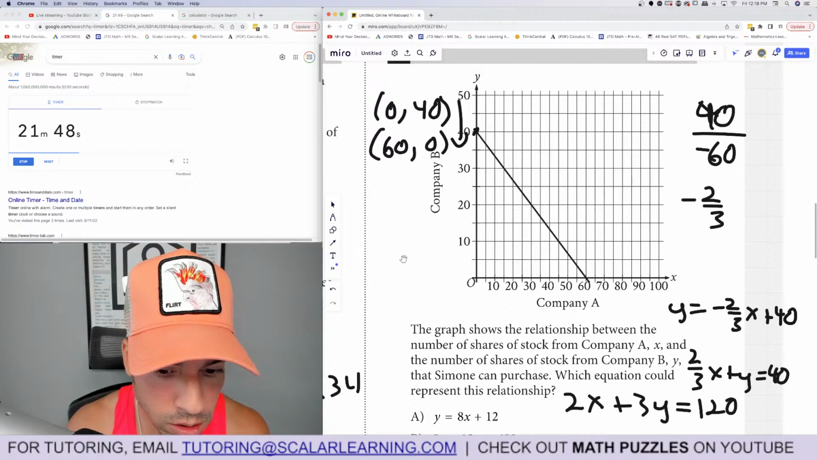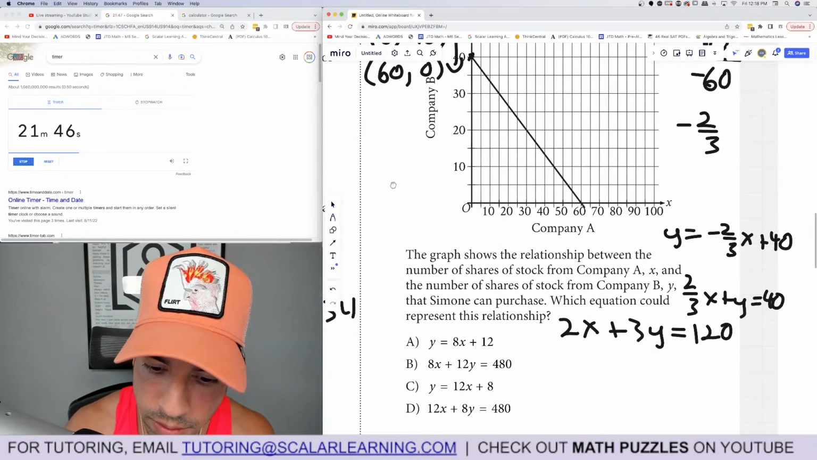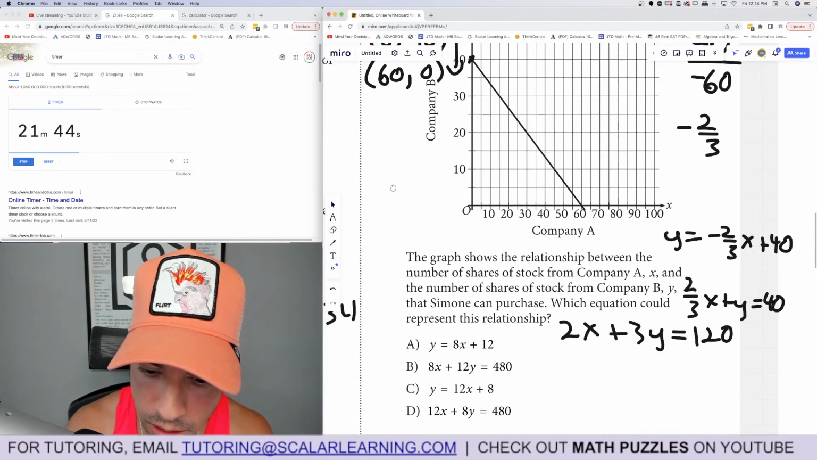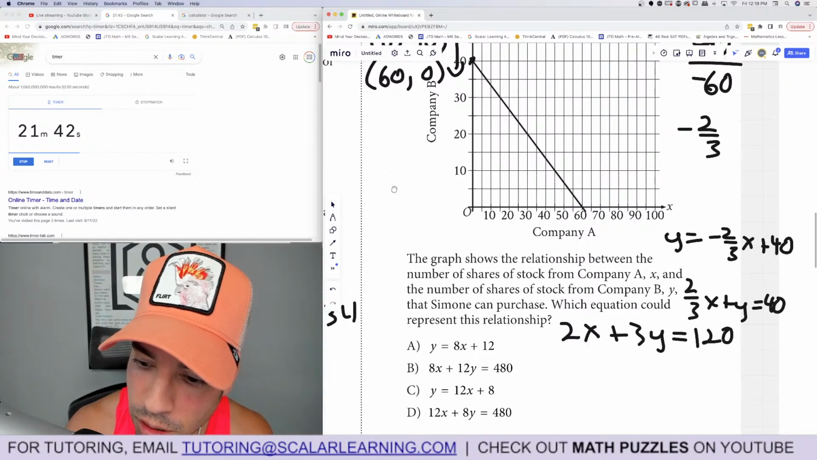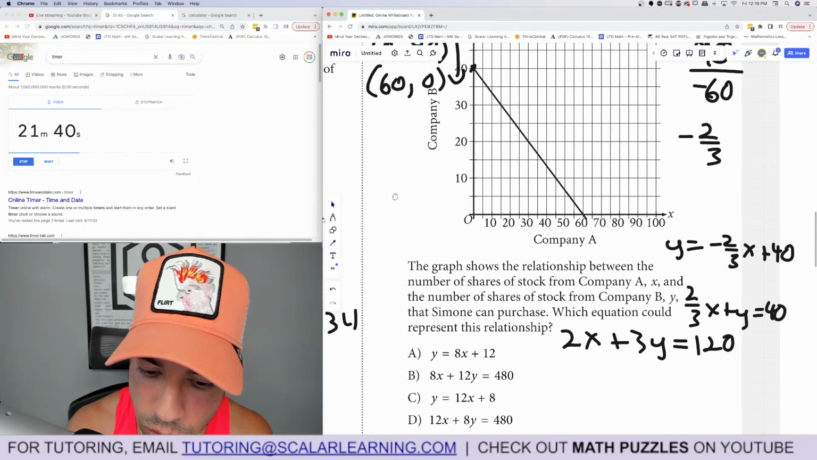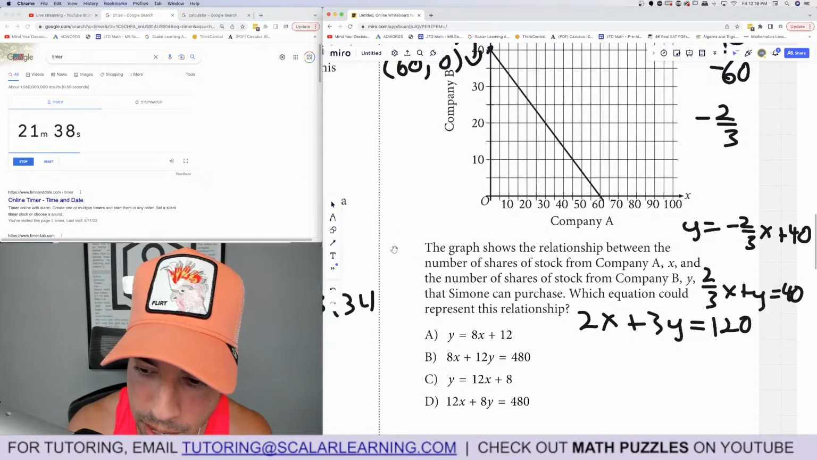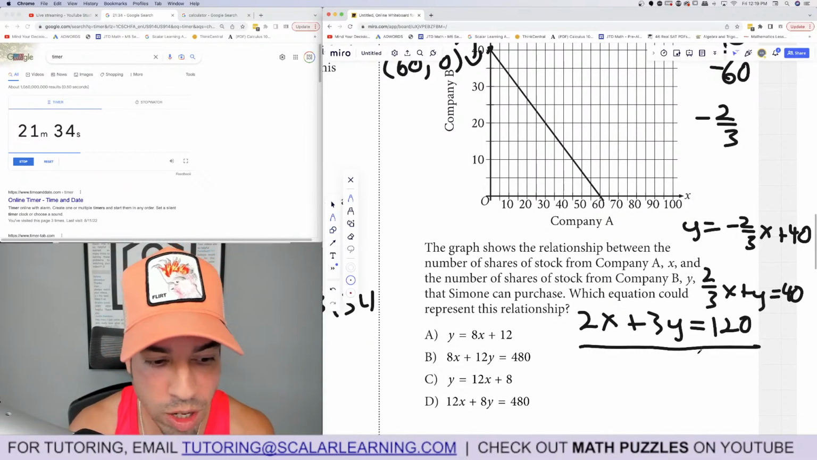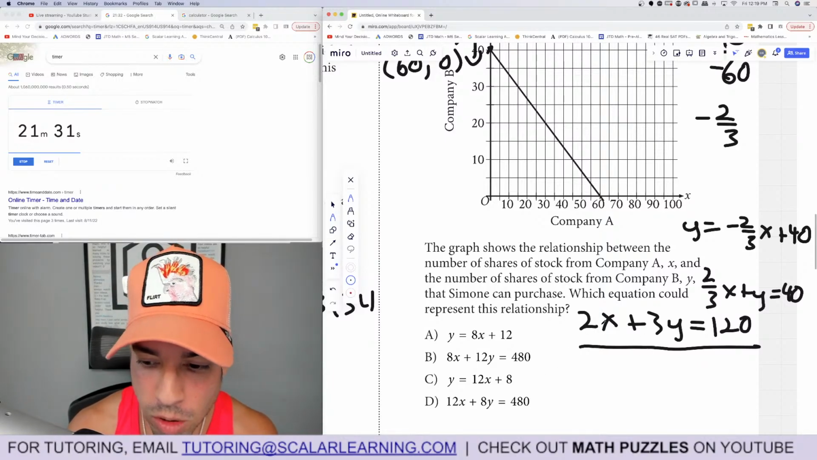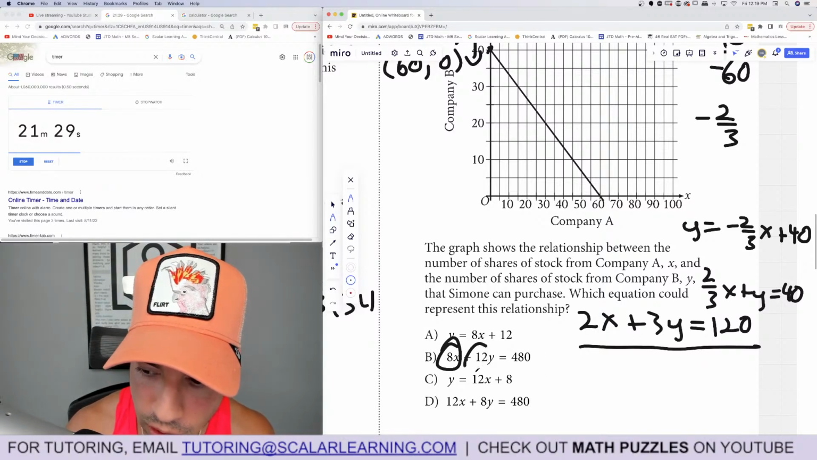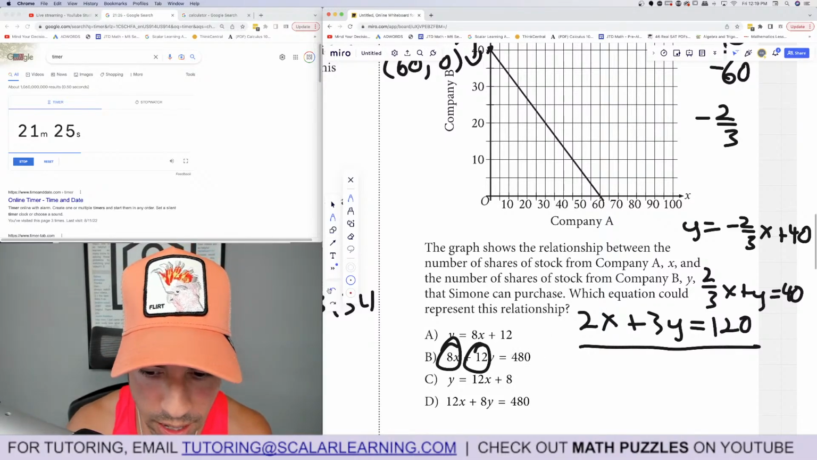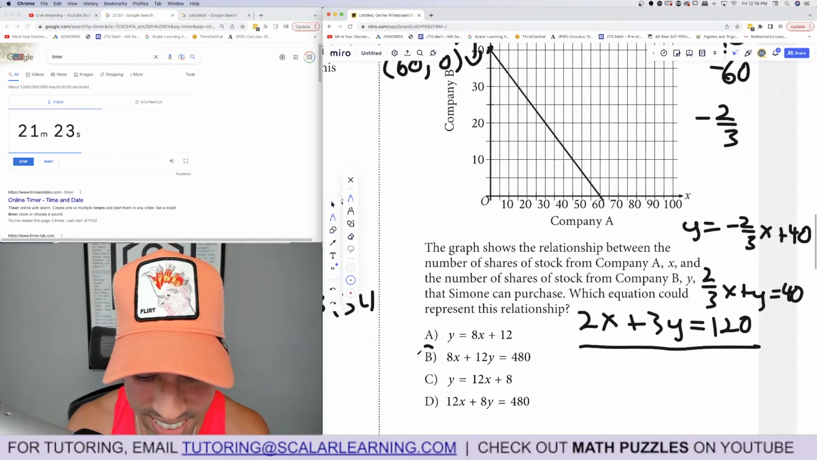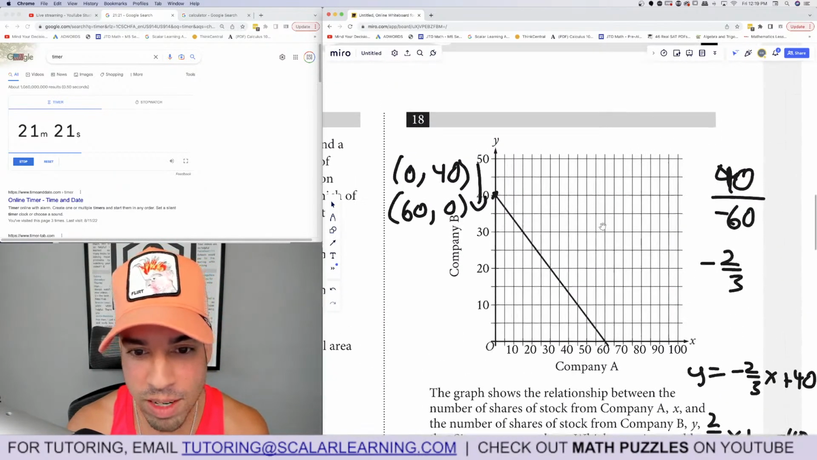Now let's look at the choices. Oh, they don't have that. So they have it in 2x plus 3y equals 120. So that's the same as this one. So they took this equation in standard form. They multiplied everything by 4, and they got 8, 12, and 480, right? 4 times 3 is 12, 4 times 120 is 480, excuse me. B is the winner, move it on, done.